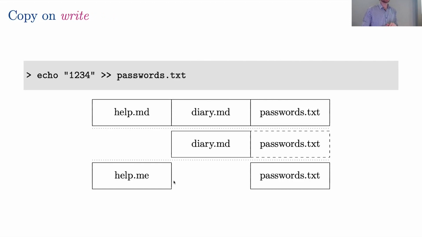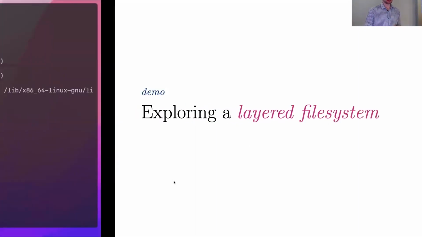Copy on write looks like this. So if I write to passwords.txt, which is sitting in the lower layer, then it's going to copy that file up to the upper layer, leave the original passwords.txt unchanged, and stick a copy in the upper layer with the modifications. All right. Example of this.